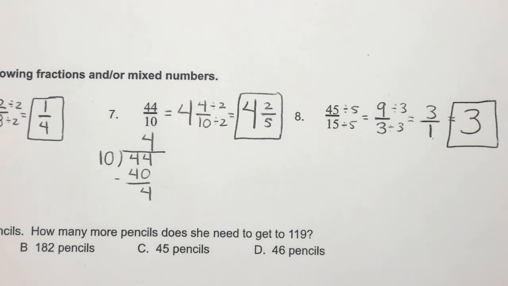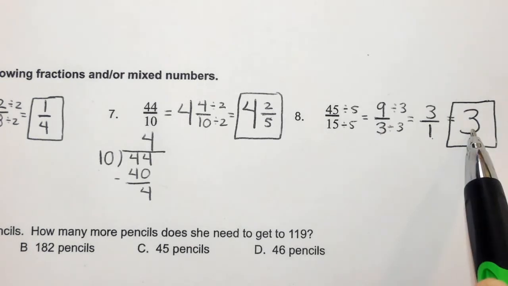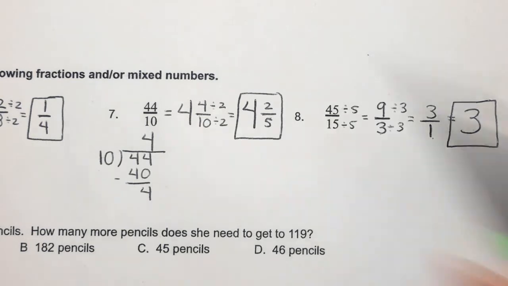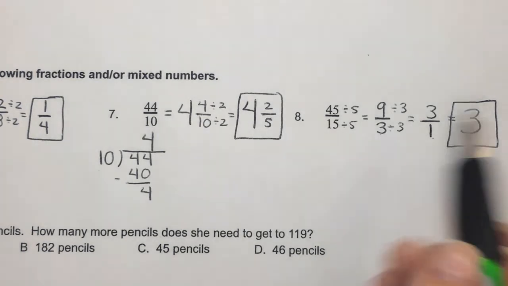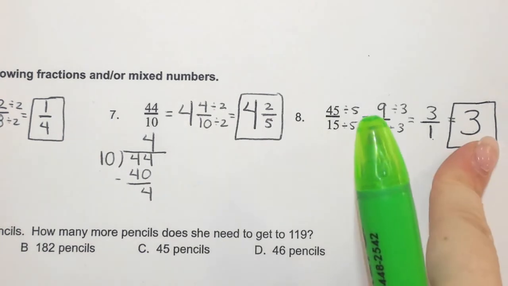All right. We could have at any point in here said 3 will go into 9 3 times. I could have said 15 will go into 45 3 times. Any of those would have worked, okay? I just like doing small numbers because small numbers are easy for me to do in my head. Okay? Are there any questions about Math Workshop?